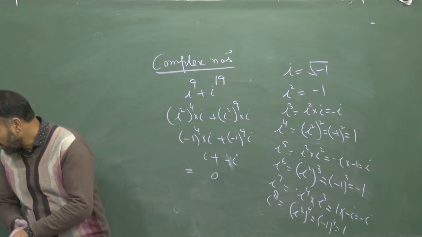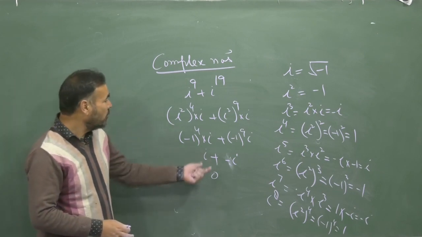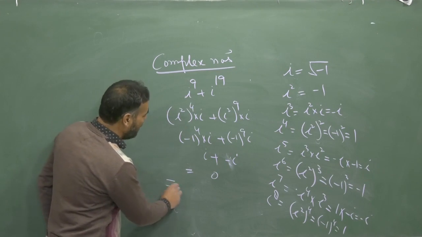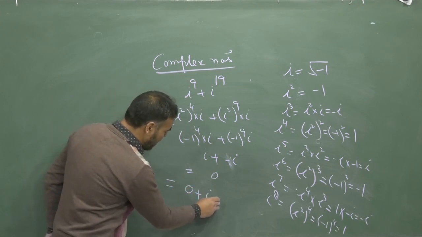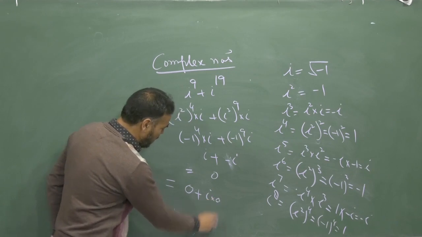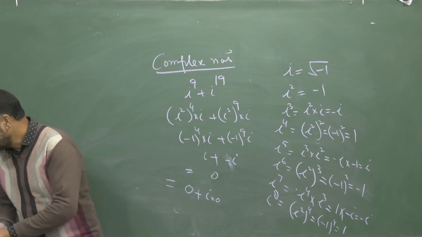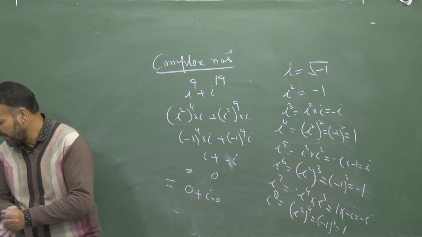So what is iota raised power 9 plus iota raised power 19? If you write it in the form a plus iota b, we can write it as 0 plus iota into 0, or 0 plus 0 iota. This is how we can show iota raised power 9 plus iota raised power 19.